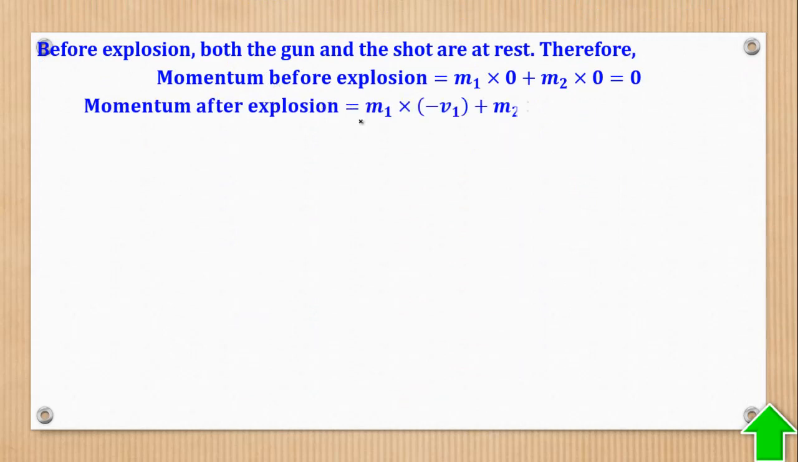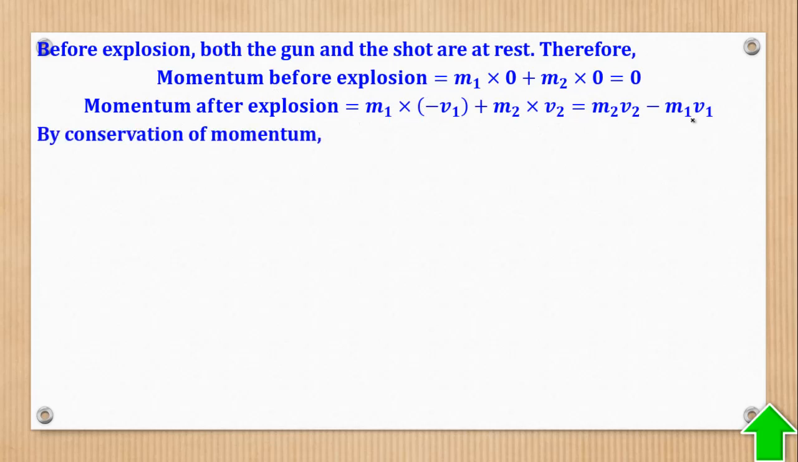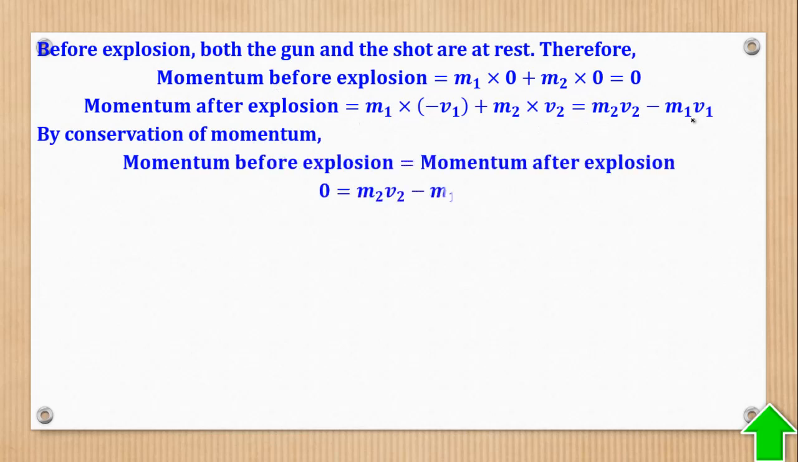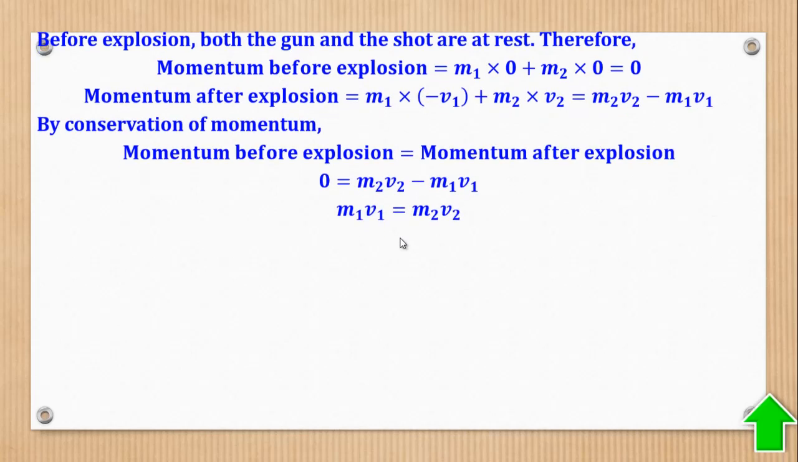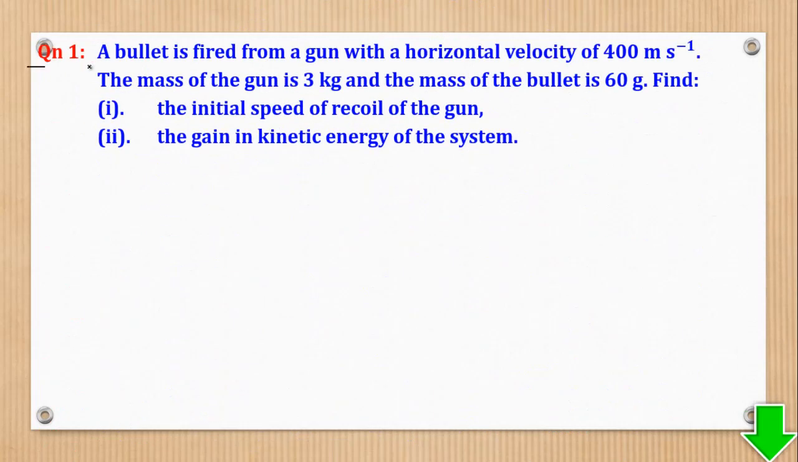Then after the explosion, the change of sign, I think you remember, different directions are denoted by a change of sign. You come up with that. By conservation of momentum, we shall equate the two and come up with that. That means that M1 V1 is equal to M2 V2. So with that, we shall go through these questions.